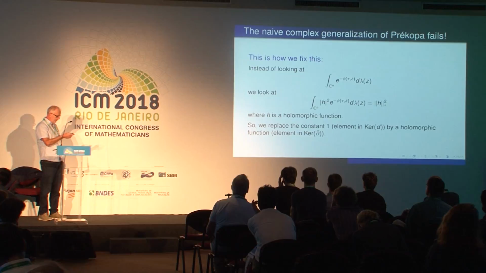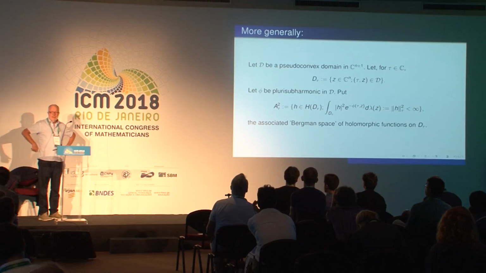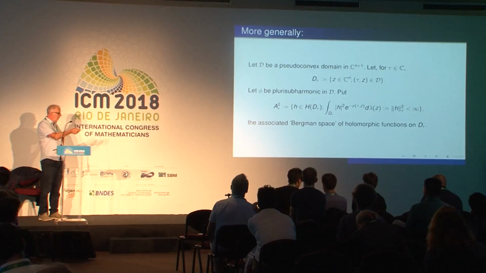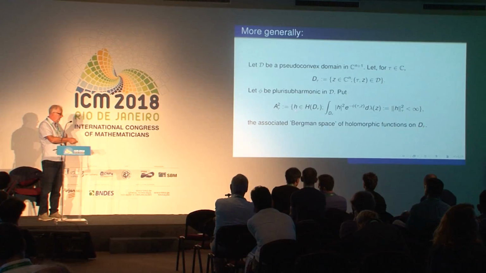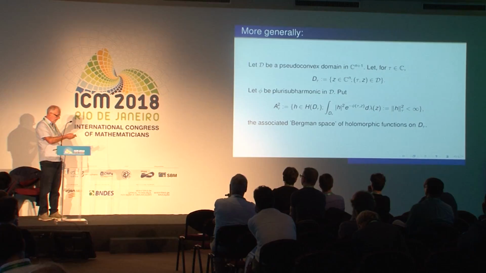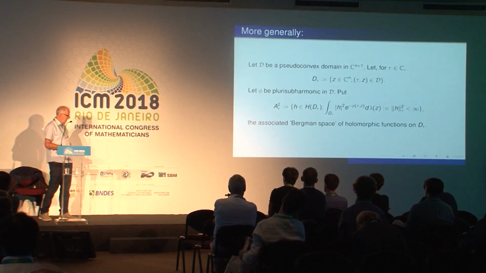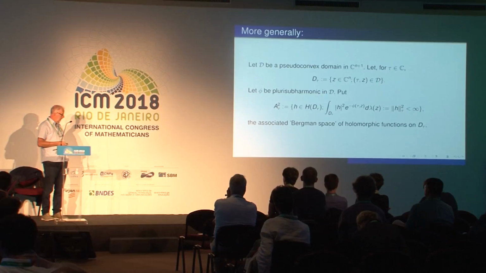We can do it a little bit more generally by having not just a function, but also a domain. So we take a pseudo-convex domain in Cn plus 1. We look at the slices, just as we did in the real case. And then we have a plurisubharmonic weight. So for each value of tau now, the first variable, where tau lies in C, we get a space of holomorphic functions: the holomorphic functions on the slice that are square integrable against the weight function. That is what's called the Bergman space of holomorphic functions.